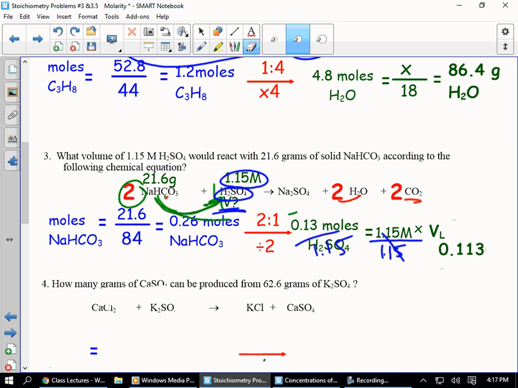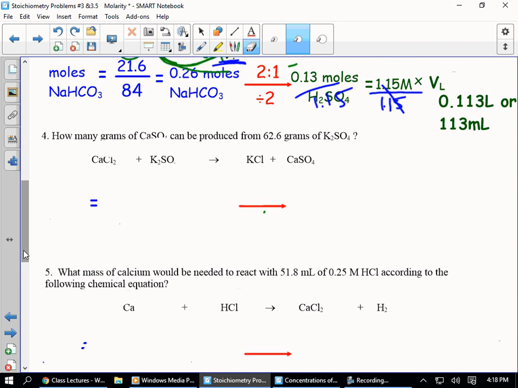So this number is actually the amount of liters that we need to measure out, but usually we don't measure things out in class in liters, so we're going to change this by moving the decimal 3 times to 113 milliliters. As long as you have the appropriate unit on any of your measurements, I wouldn't take off. You just would want to make sure that you had liters for liters and milliliters for milliliters. Let's have you try number 4. Again, take a look and see if you need to balance it, and then try the problem.